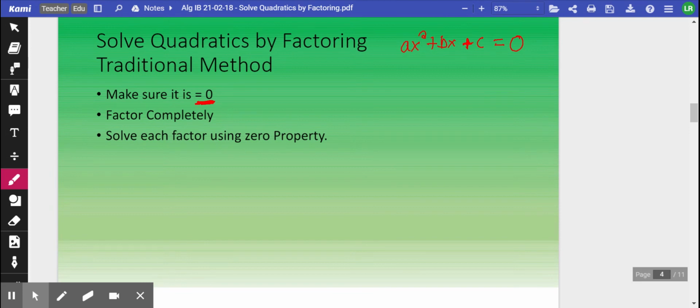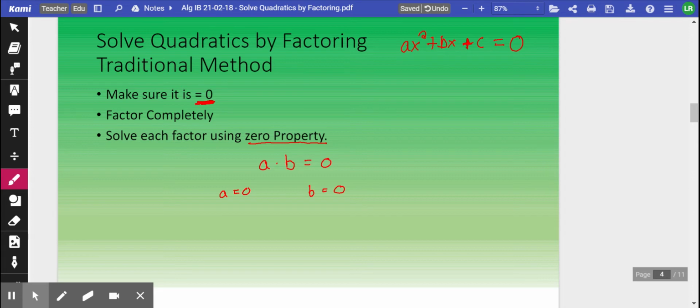Now once that's factored completely, you are going to use something called the zero property. What it basically says is if you have two unknown things and it's set equal to 0, then you can break these up into two problems. You can say, okay, well then A has to equal 0 or B has to equal 0. One of those two numbers has to be a 0 in order for that to work.